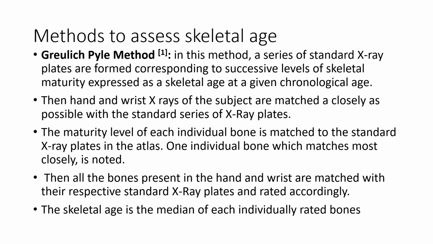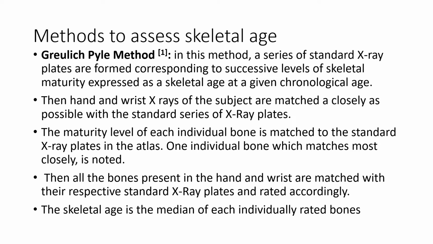Now, the most common method used to assess this, number one method, is the Greulich-Pyle method. In this method, a series of standard X-ray plates are formed corresponding to successive levels of skeletal maturity, expressed as a skeletal age at a given chronological age. And then hand and wrist X-rays of the subject are matched as closely as possible with the standard series of X-ray plates.